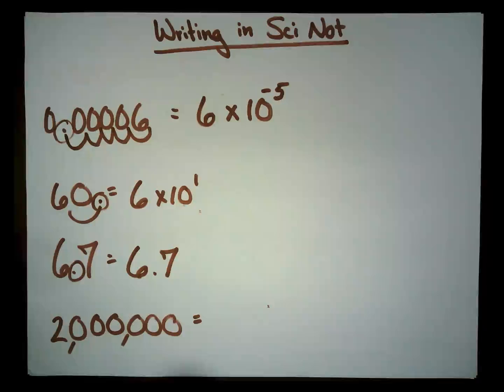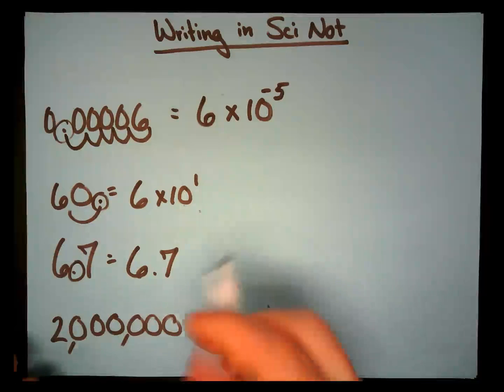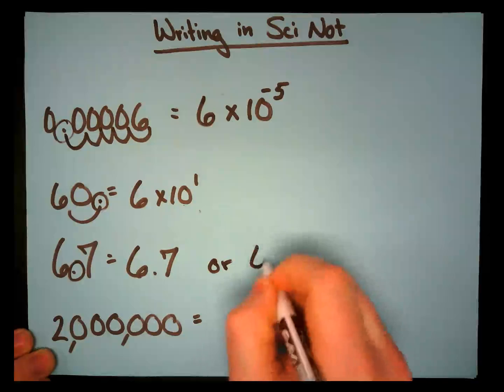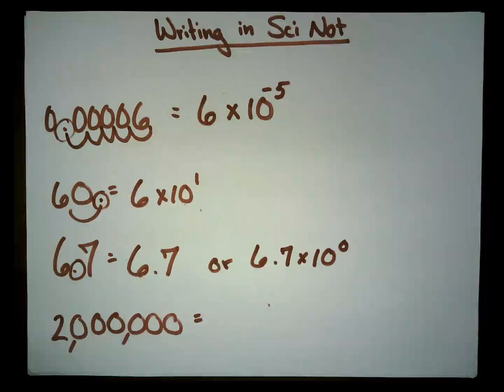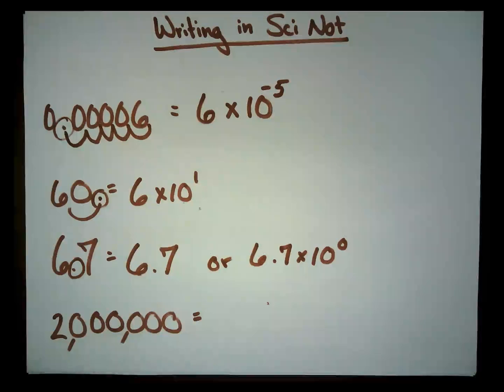Okay, you could just keep it 6.7 times 6.7, or you could, if you really wanted to, write 6.7 times 10 to the 0th power. Okay, you could do that. If you're wondering what that is, pop it in your calculator and see what you get. Okay, so let's continue.